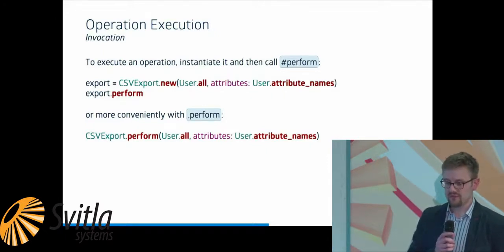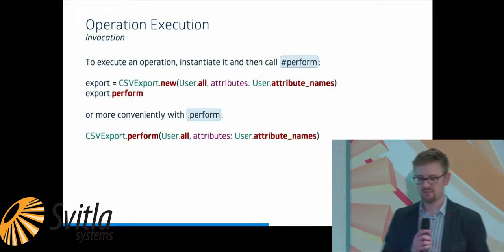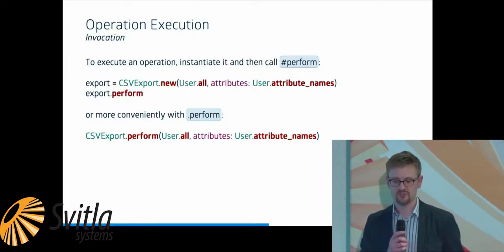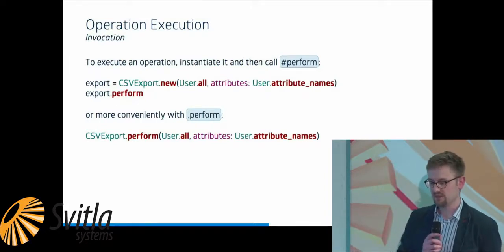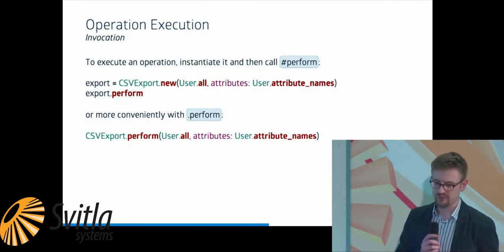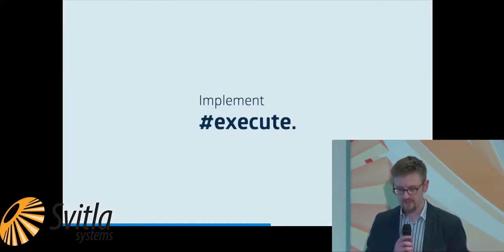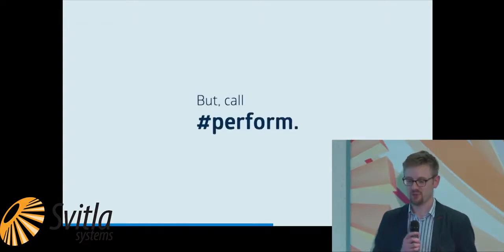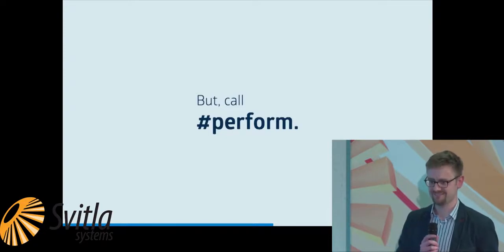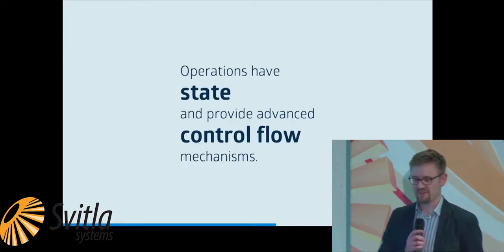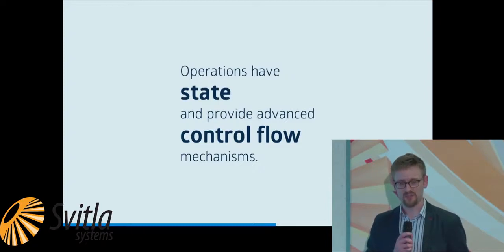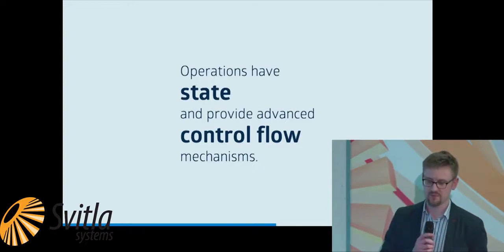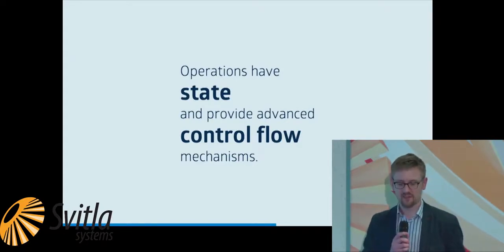There's also a more convenient way to do it. You can simply call the class method on your operation and provide it with all the data you would provide to the constructor. Maybe you've noticed you implement execute, but you call perform. Why is that? The thing is, operations have state and provide advanced control flow mechanisms, as we will see soon. And perform basically controls the flow of your operation.